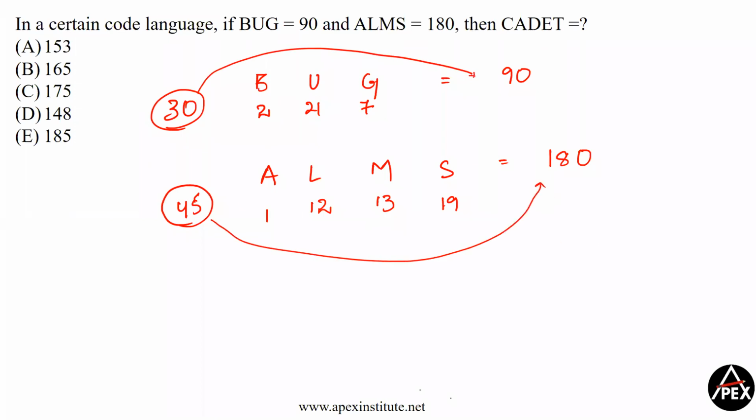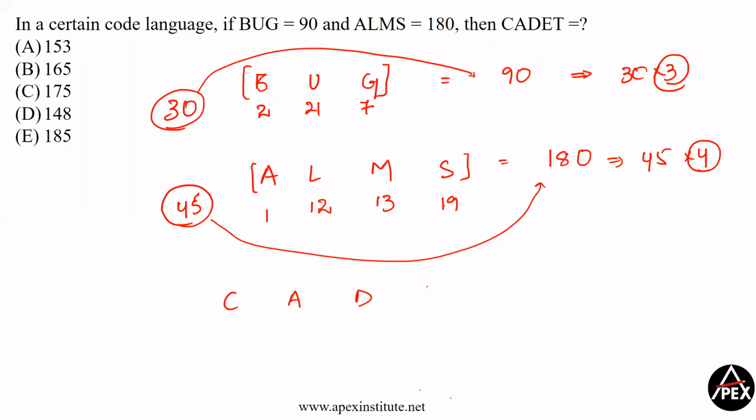Into the number of words. Okay, so before that, you got the logic, but I will be writing 90 as 30 into 3 and 180 as 45 into 4. Now why did I multiply with 3 here and 4 here? Now you have your answer. These three are nothing but the number of alphabets in the word bug, and we have 4 alphabets in arms, isn't it? Now the same logic has to be applied for cadet also.